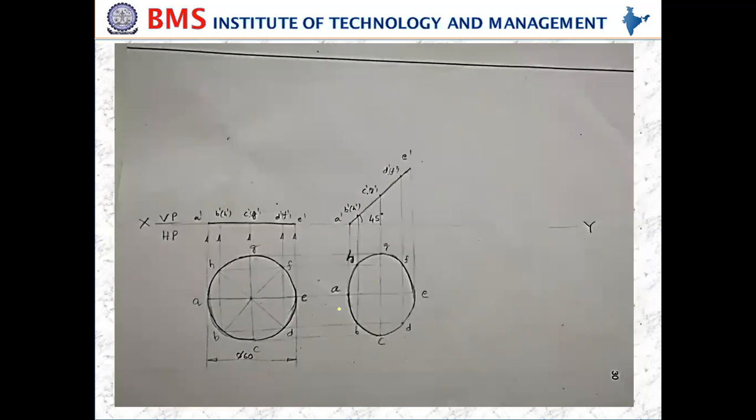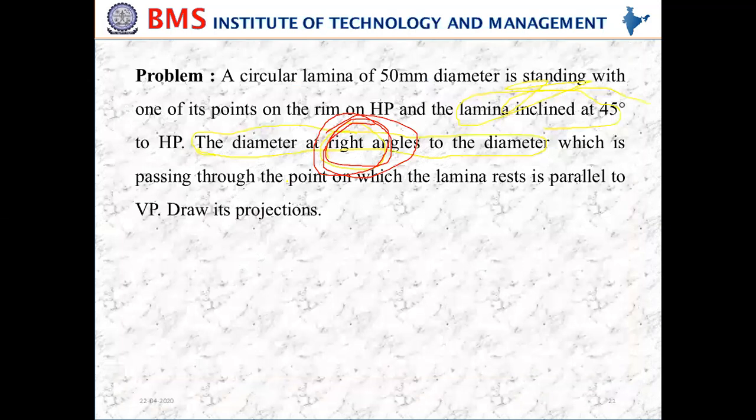Next is what? Next you need to draw the condition that is given. You have to look at what condition is given in the problem. See here, the diameter at right angles to the diameter.